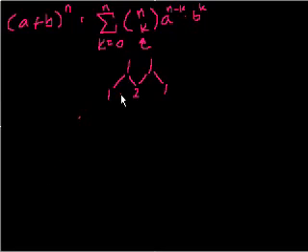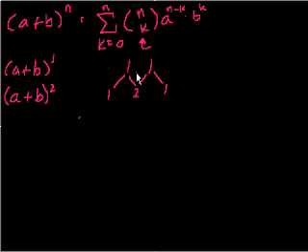And notice, these are the coefficients of a plus b squared. And these are the coefficients of a plus b, you could say a plus b to the 1, 1a plus 1b. So you could rewrite a plus b squared as 1a squared plus 2ab plus 1b squared. So these are the coefficients of a plus b squared.